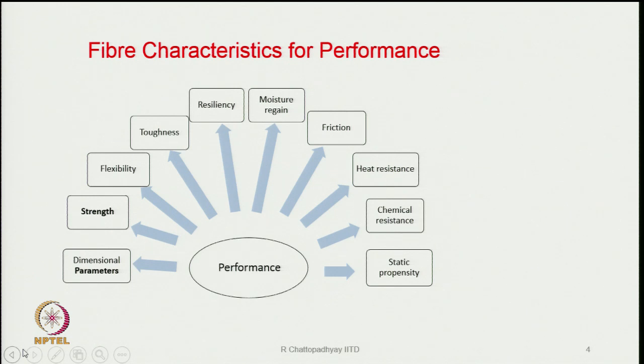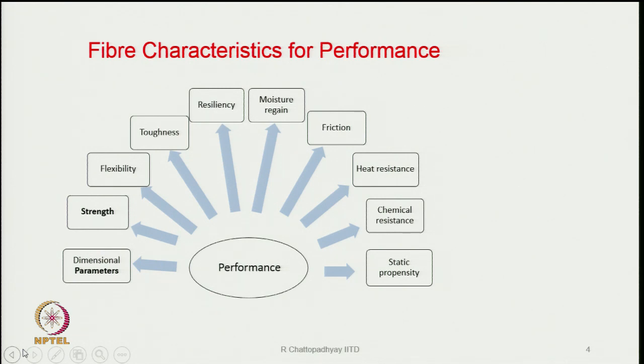fiber, the toughness of the fiber, which is basically represented by work of rupture, the resiliency of the fiber, how elastic the material is. Then comes moisture regain, whether the material absorbs moisture or not, the frictional property of the fiber, the heat resistance, that is the thermal property of the fiber, what is the temperature at which the material is going to melt or it is going to soften. These properties are important, whether it is combustible or not.